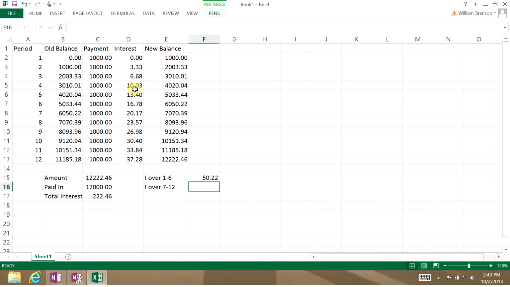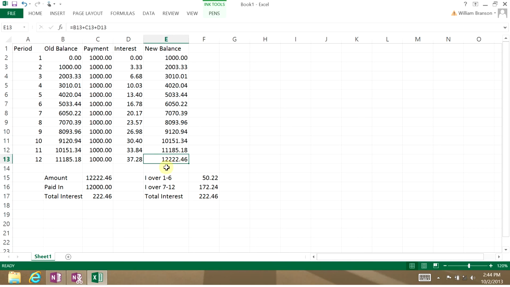7 through 12. Well, you do the same thing, equals the sum from 7 to 12 over the back half of the payments, $172.24. There's a lot more money in the account in the second half of the year, so you get a lot more interest. And of course, the total interest, that better be equal to the money over the first half of the year plus the money over the second half of the year. 222.46. So 222.46, 222.46.